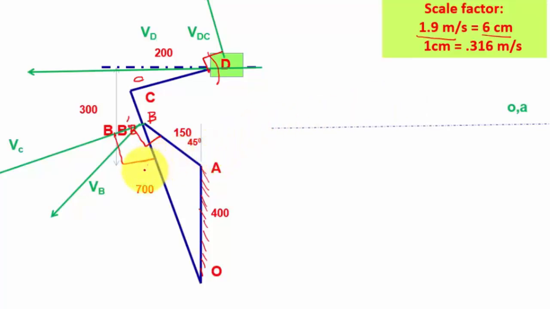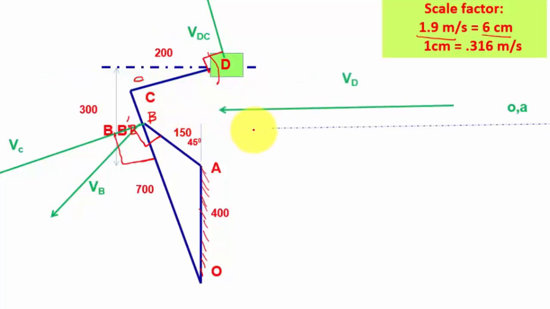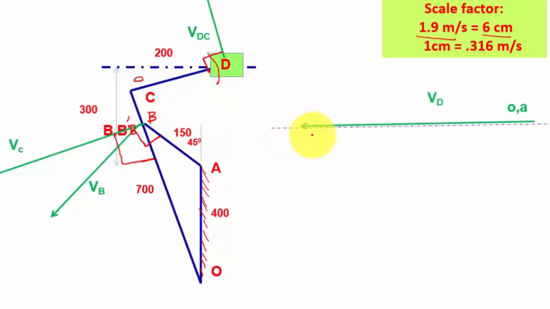Next I am going to move the line VB. Before that, we can move VD. Since it is a velocity of slider, it will be along the line of stroke only. So I am going to move the line VD. Next I am going to move the known velocity component, that is VB. The only difference is here the velocity known, that is 6 centimeter, whereas VD only direction known, velocity unknown. So the point B is known.